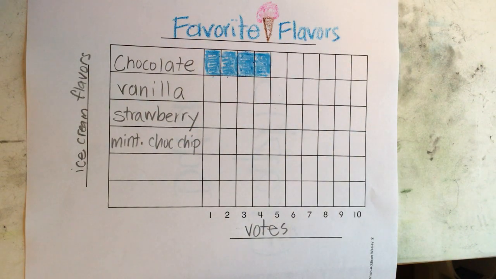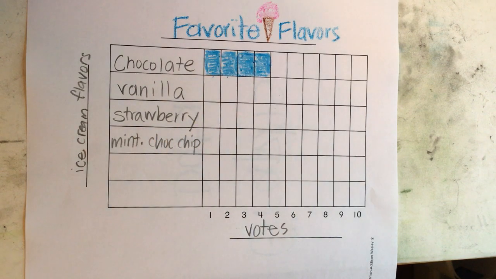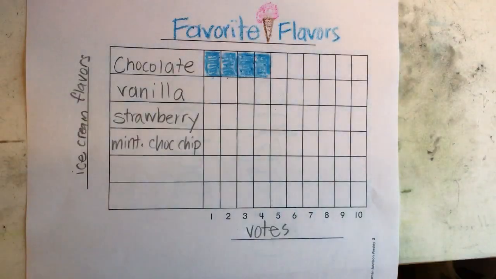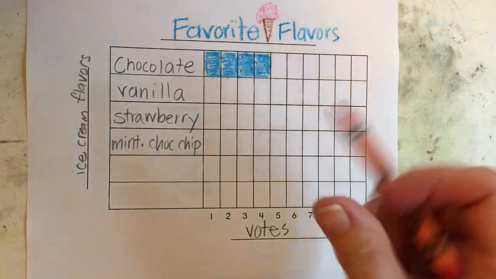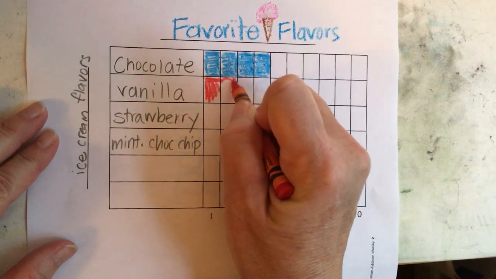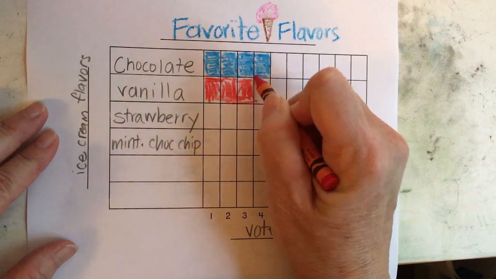Now, I'm going to pick a different color for each flavor because I think that makes my bar graph easier to read. But if you wanted to do it all in one color, that would still be okay. Let's look at our data. How many for vanilla? 6. Good. So I'm picking a different color and I'm going to fill in 6 boxes to show my votes for vanilla.